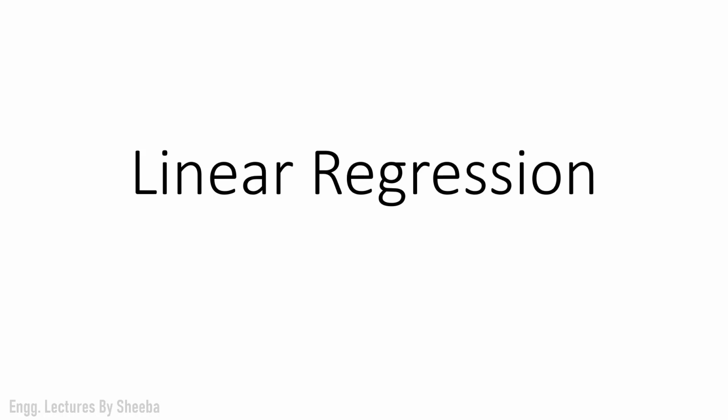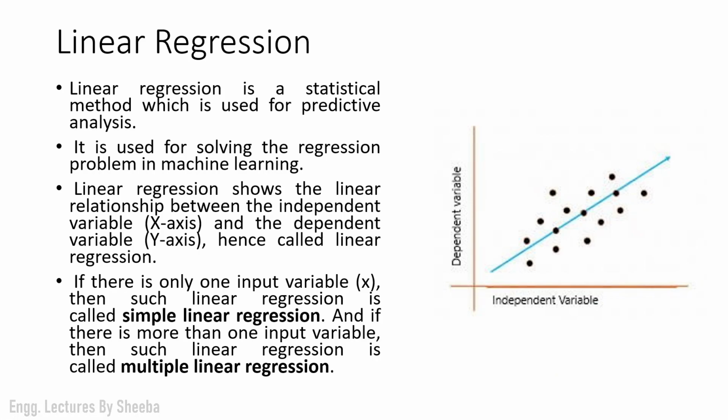Hello everyone, in this video we will learn about linear regression. So what is this linear regression? It is a statistical method which is used for predictive analysis. So basically it is used for the prediction problems in machine learning. So here the linear regression shows a linear relationship between the independent variable and the dependent variable.